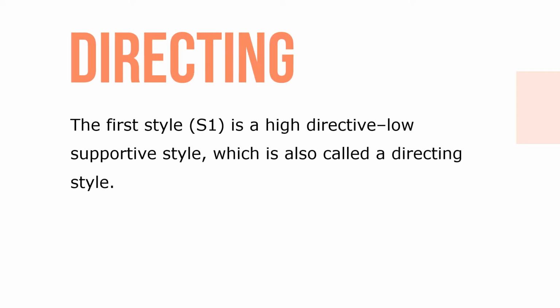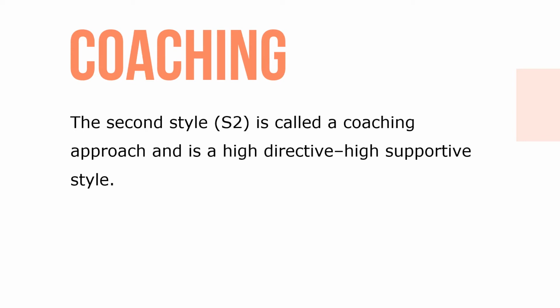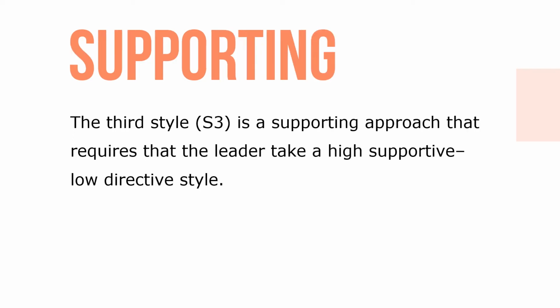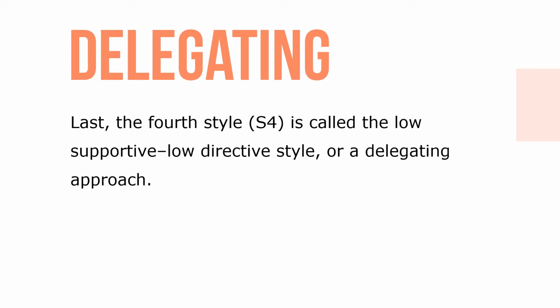The first style, S1, is a high directive, low supportive style, which is also called a directing style. A second style, S2, is called a coaching approach and has a high directive, high supportive style. A third style, S3, is a supporting approach that requires the leader to take a high supportive, low directive style. The last, fourth style, S4, is called the low supportive, low directive style, or the delegating approach.